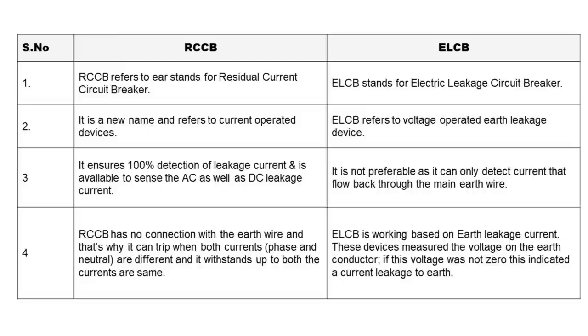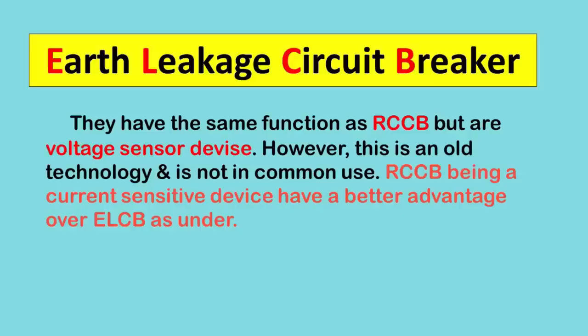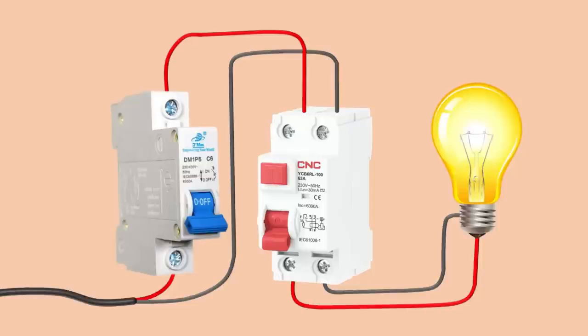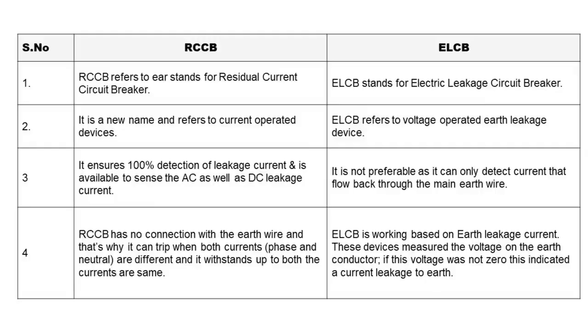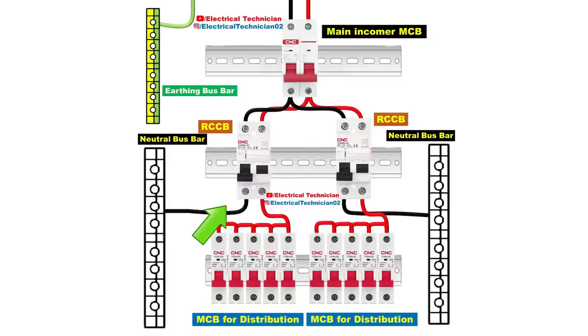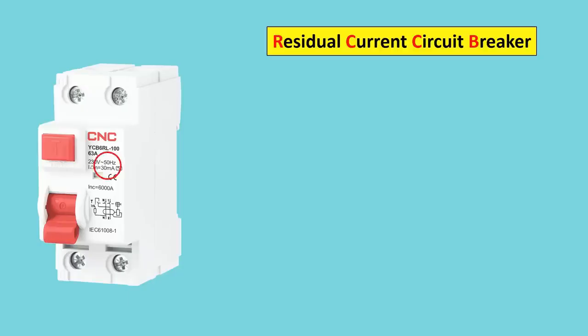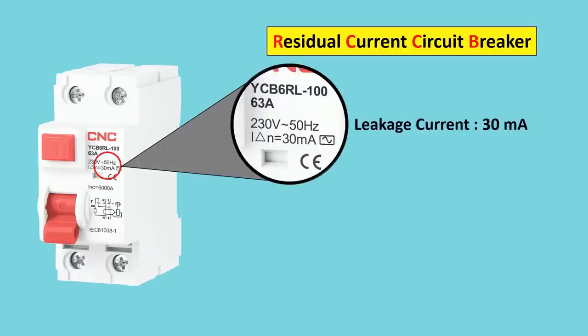For now, just understand that both RCCB and ELCB are a type of device which provides protection from electric shocks and earth fault. If you go to market to buy a ELCB, then it may be possible that you can't find it. For now, you can only find RCCB in the market, which is more sensible than ELCB. Before moving forward, I want to tell you one more thing, that when you go for installation of RCCB, then in this condition, the leakage current of RCCB must be 30 milliampere.